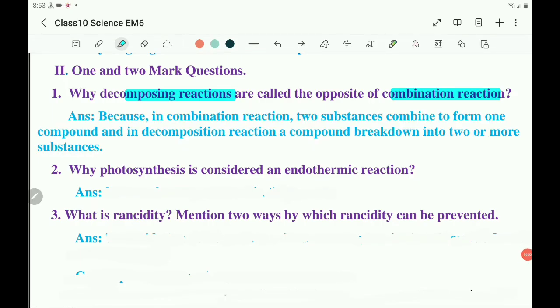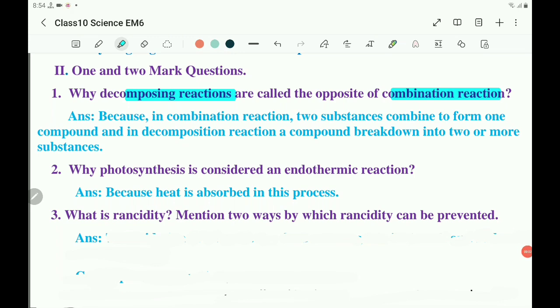The second question, why is photosynthesis considered an endothermic reaction? You know what an endothermic reaction is? Endothermic reactions are chemical reactions in which energy is absorbed from the surroundings in the form of heat. And in photosynthesis, heat is absorbed. Which heat? Sunlight is absorbed to convert carbon dioxide and water into glucose and oxygen. So it is called an endothermic reaction.